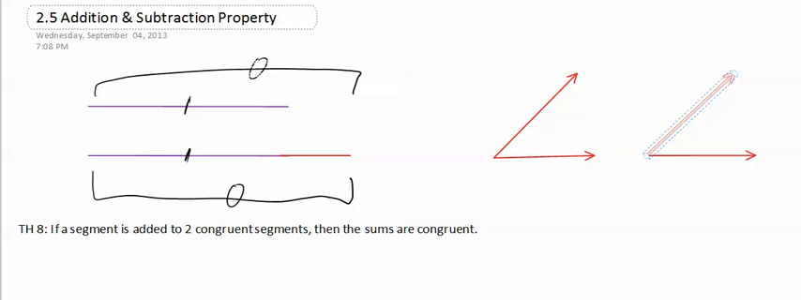The same can be said with two congruent angles. If we have two congruent angles, but we add exactly the same angle to each of those congruent angles, now the sum of those angles will now be congruent.